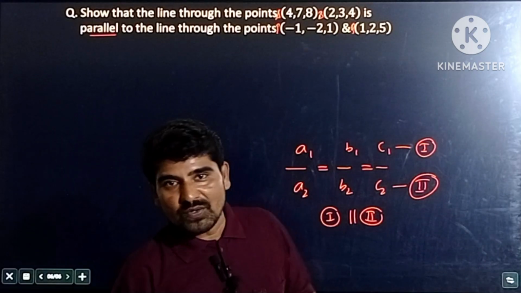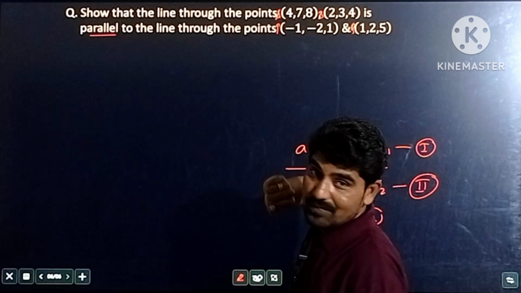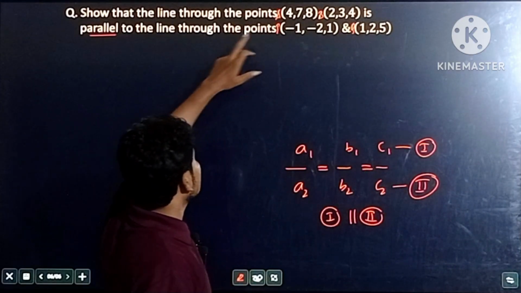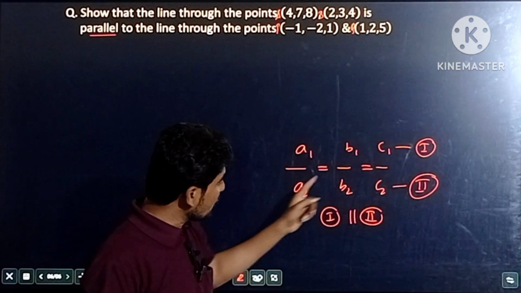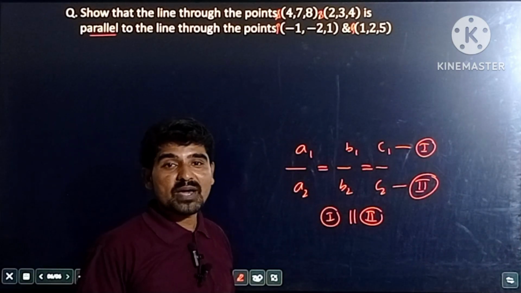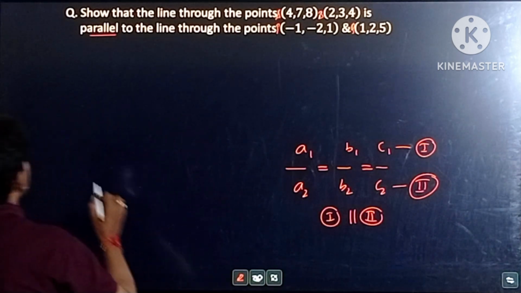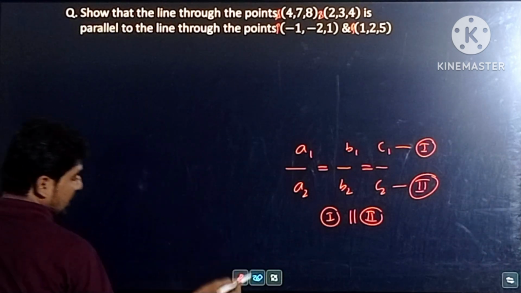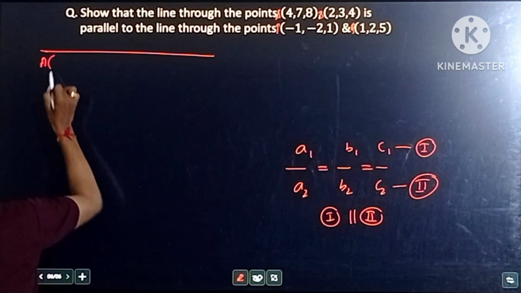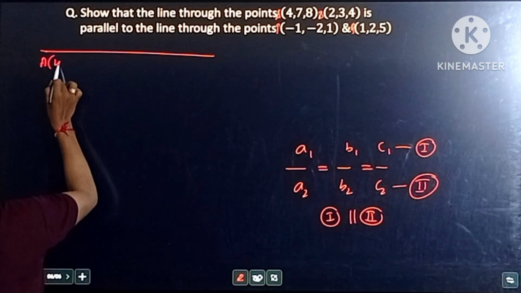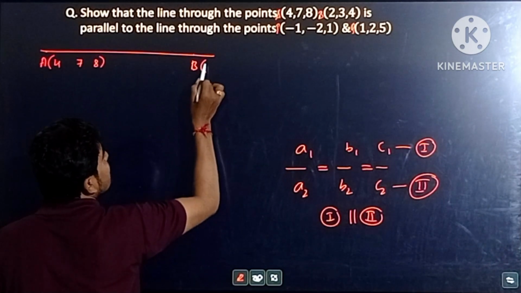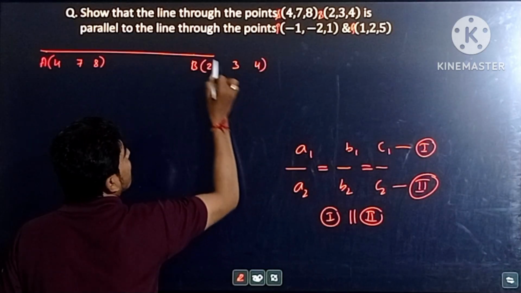So first we need to identify the direction ratios of the line AB and the direction ratios of the line PQ. If the direction ratios of the line segment AB are proportional to the direction ratios of the line segment PQ, then we call the two lines parallel to each other. So here the first line is AB. A is the first point, whose coordinates are given as 4, 7, 8, and the second point is B, whose coordinates are 2, 3, 4.